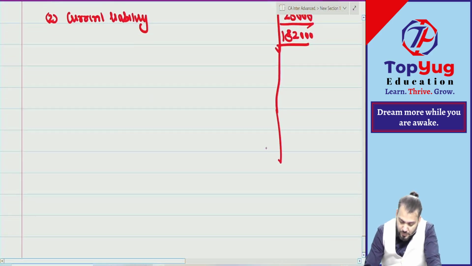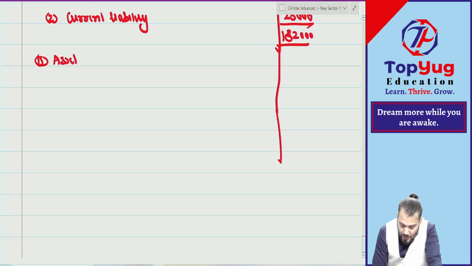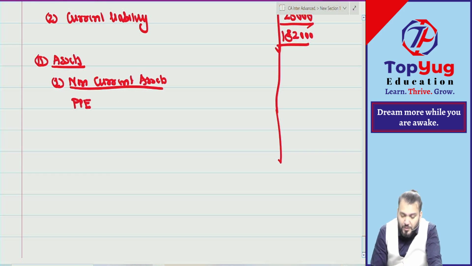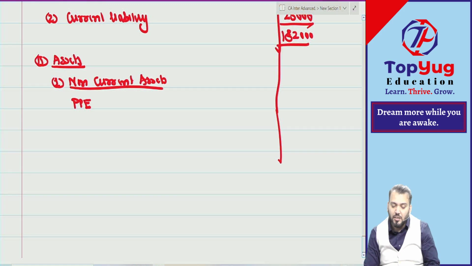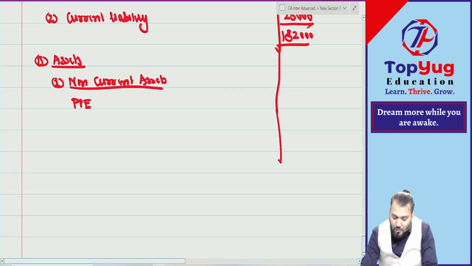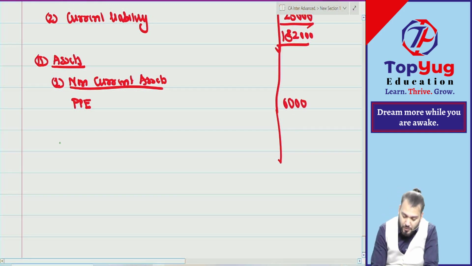Then come to point number 2. Assets. First what we write down? Non-current assets. Under this first item is what? Property, plant and equipment. So we have what? Furniture and motor car. But motor car is not taken, only furniture. So what amount will come? 6,000. Correct now.